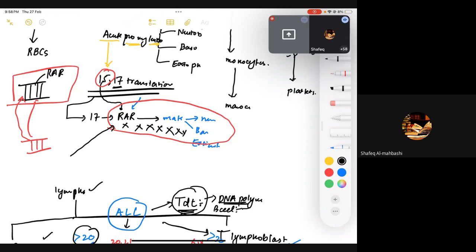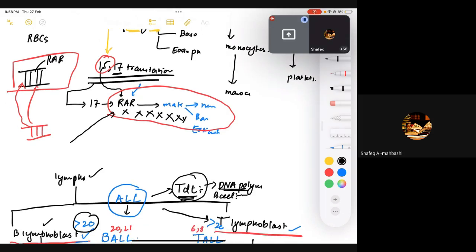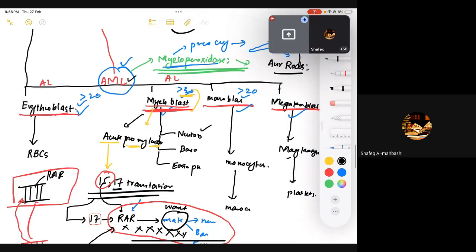Yes. If the normal process is disrupted, what was the normal process? Maturation. So now you won't see any maturation. If you aren't seeing maturation, simply you are going to have a lot of blasts. If you have a lot of blasts, we just call it acute promyelocytic leukemia. So simple. Is that clear, doctor?